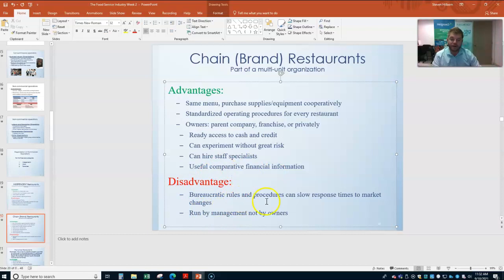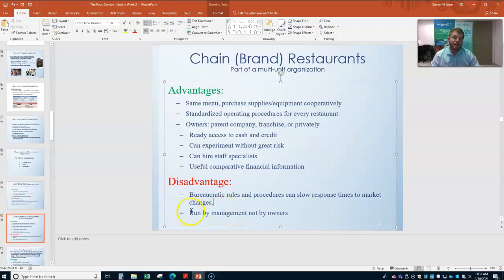A disadvantage is that their bureaucratic rules and procedures can slow response time to market changes. So you can't just go and say, hey, we're out of limes for this particular dish, I'm just going to sub in lemons. You can't, because that's against the rules and standard operating procedures. You would just not have limes. Silly example, but you understand what I'm saying.